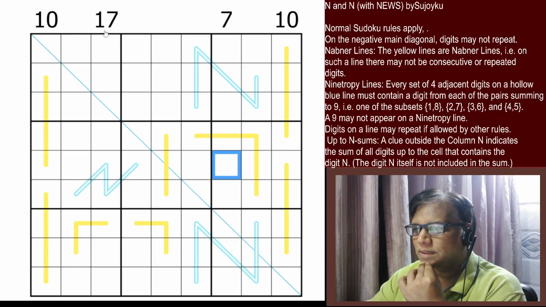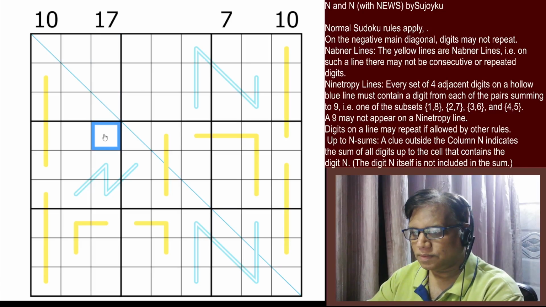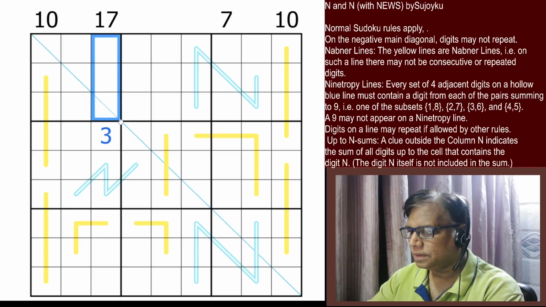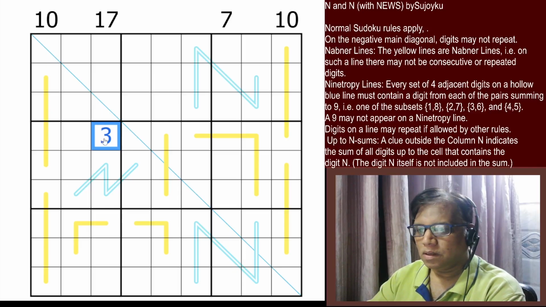Okay, so let's say this is column 3, right? The clue is the sum of all the digits up to the cell that contains the digit N. So if this cell contains the digit 3, this must be 17. That's what it says, right? The digit N itself is not included in the sum. That's correct. So a clue outside the column N indicates the sum of all the digits up to the cell that contains the digit N. Right.